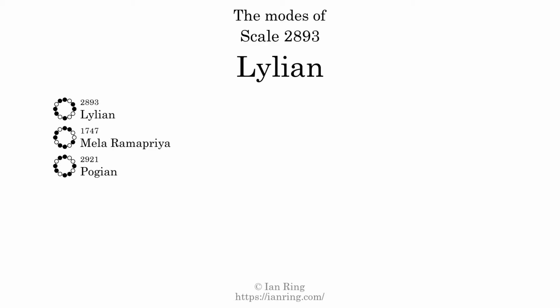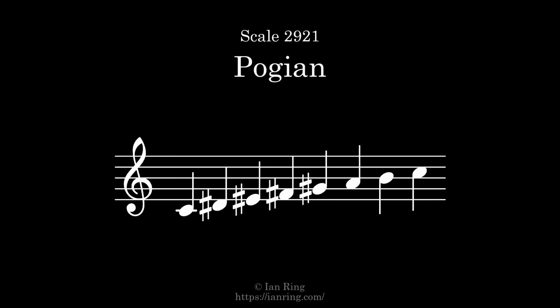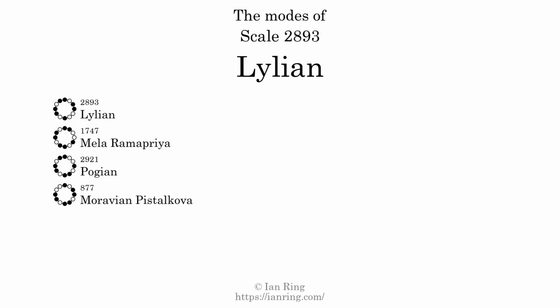The third mode is scale 2921, also known as Pogen. It sounds like this. The fourth mode is scale 877, also known as Moravian Pistolcover. It sounds like this.